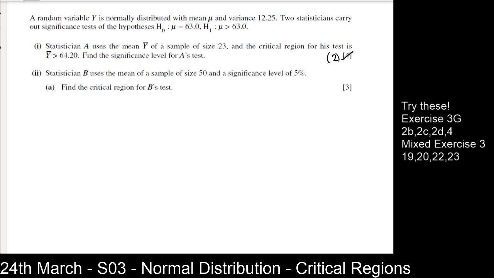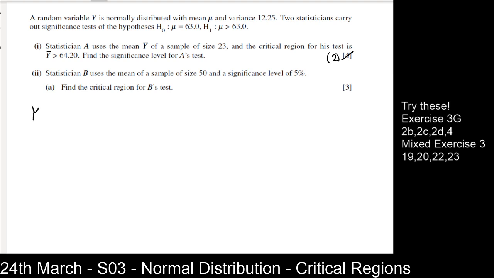So we've got a random variable y that is normally distributed with a mean of mu and a variance of 12.25. Two statisticians carry out significance tests with a null hypothesis of a mean of 63, and an alternative hypothesis where the mean is greater than 63. Statistician A uses the mean of y with sample size 23, and the critical region for his test is y is greater than 64.20. Find the significance level for A's test.